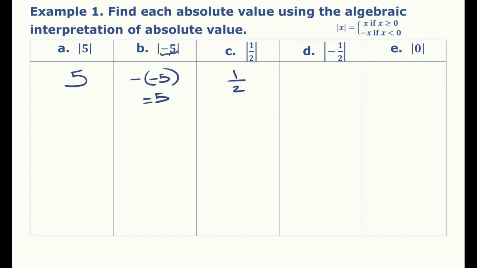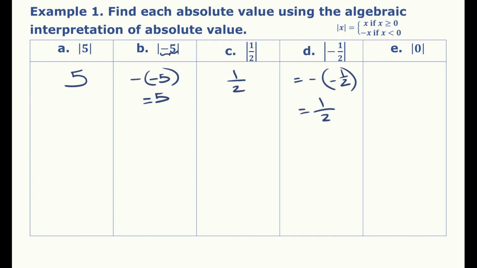How about absolute value of negative 1/2? Well, which category does negative 1/2 belong to? Is it less than 0 or is it greater than or equal to 0? Of course, it's less than 0, so its absolute value is going to be the opposite of itself. So it's going to be the opposite of negative 1/2, which is 1/2. Now you should see why absolute values never become negative. It's just because of the way that absolute value is defined.